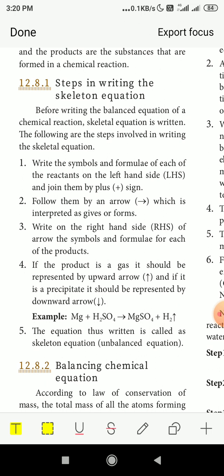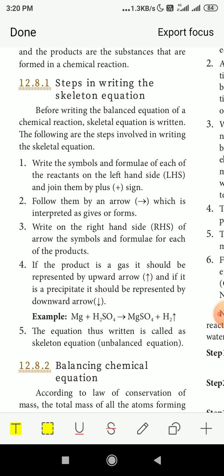Example, see how it is written: Mg plus H2SO4. Magnesium and sulfuric acid are the reactants, and the product formed after the arrow mark is magnesium sulfate and hydrogen. Since there is an upward arrow, hydrogen is in gaseous form. So magnesium plus sulfuric acid gives magnesium sulfate plus hydrogen, with hydrogen marked by the upward arrow.